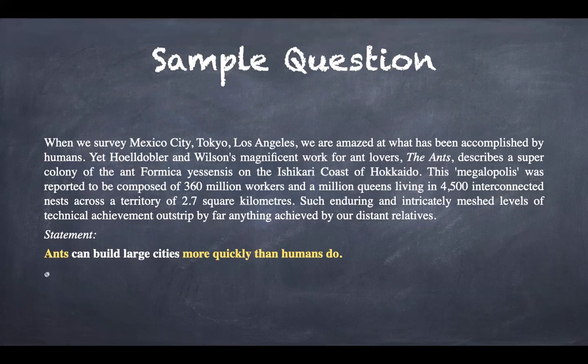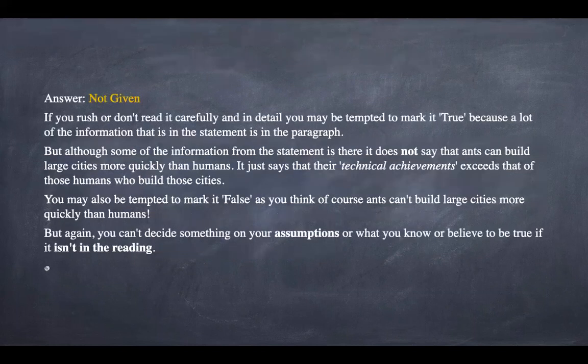Now, clearly here we can see that the information in the statement is not given to us. Hence, our answer is not given. I have also stated on the screen why you might be tempted to write true or false, but your answer is actually not given, because nowhere in the passage does it say that ants can build large cities faster than human beings. Hence, your answer is not given.